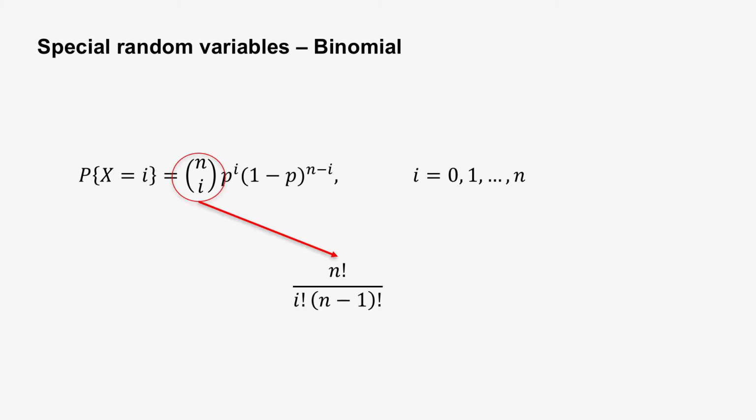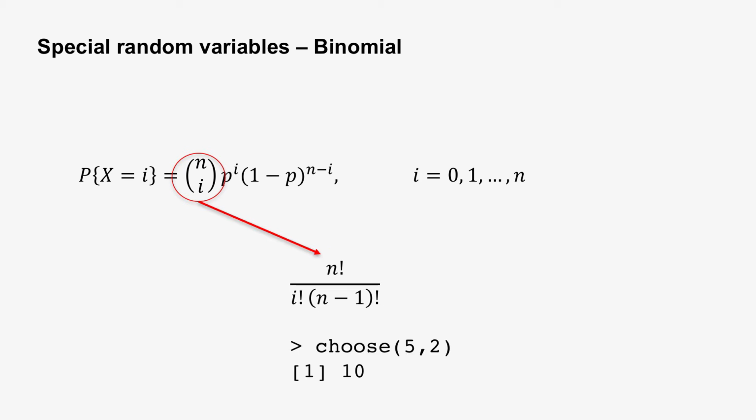The binomial coefficient can be rewritten to n factorial divided by i factorial times n minus i factorial. In RStudio, we simply write choose(5, 2) in order for us to know how many ways there are to pick 2 items from 5. Here the answer is 10. I would strongly recommend you to calculate this by hand a few times so you get a feeling for how it works in practice.